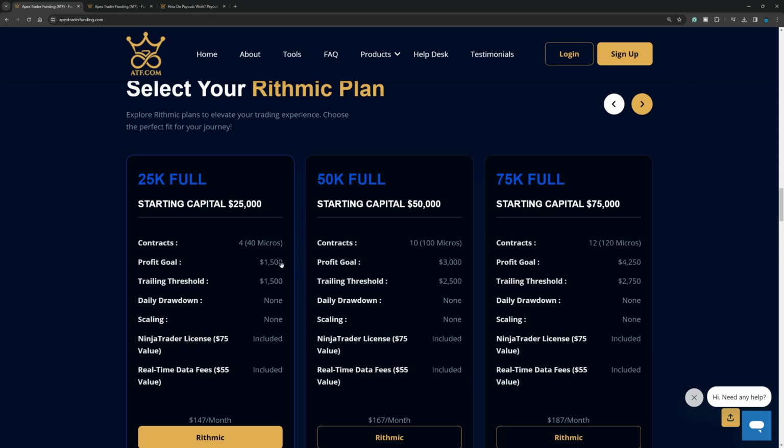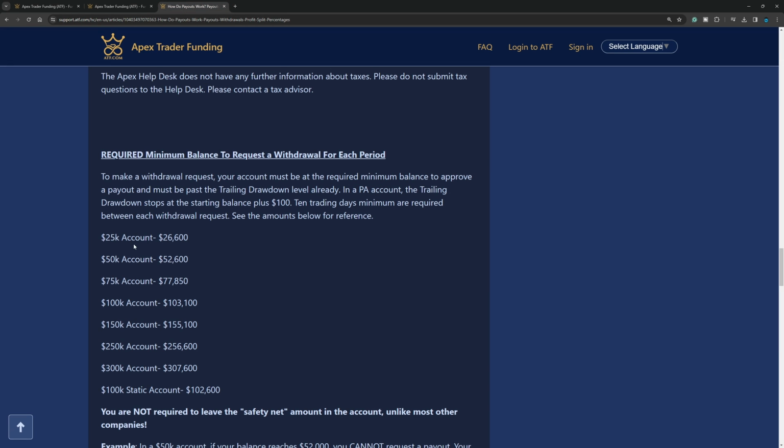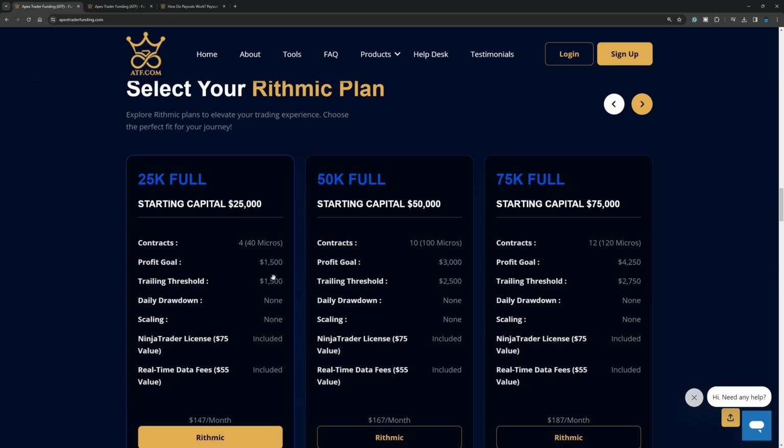But either way, there is a profit objective that must be met once you are in a funded account, or what they call a PA account, before you can request a payout. So if we look at that, we come over here and we can see in the $25,000 account, we essentially have to make $1,600 of profit. And the reason why I know this is the account balance must be at $2,606. An easy way to think about this, and it's very simple: whatever the drawdown is that they give you for any account size, you must make $100 more than the trailing threshold.